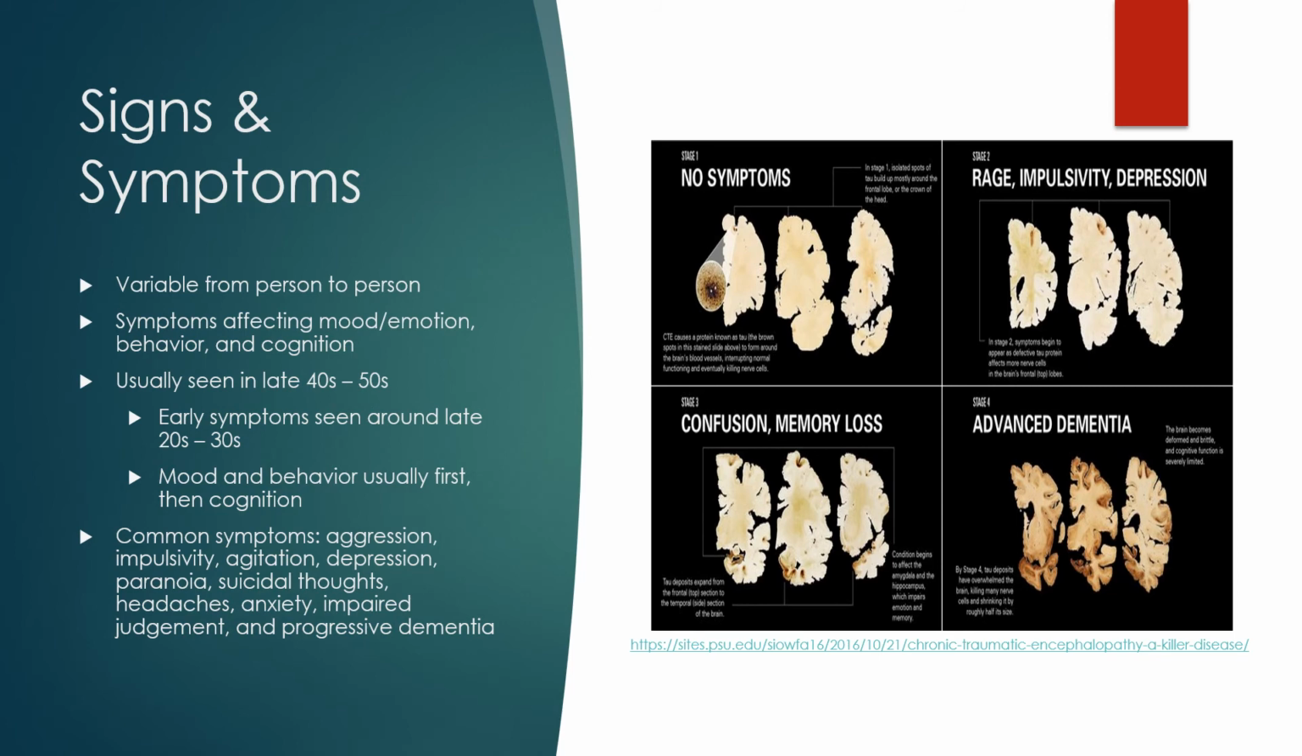Cognitive symptoms usually appear after changes in mood and behavior. These symptoms might include impaired judgment, confusion, memory loss, and eventually progressive dementia with trouble walking and speaking in some cases. Since tau accumulation and spread is extremely slow, it takes time for the brain tissue to become infected enough to actually cause substantial dysfunction. This is why symptoms may worsen with time even without new head trauma. A person can be stable for years before getting worse.